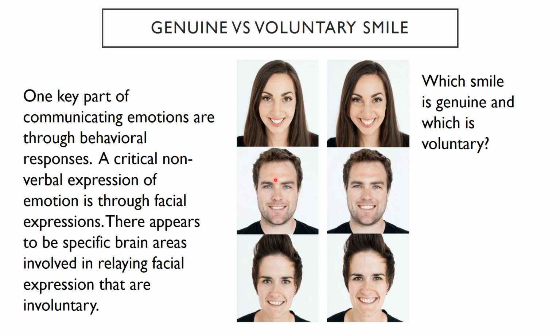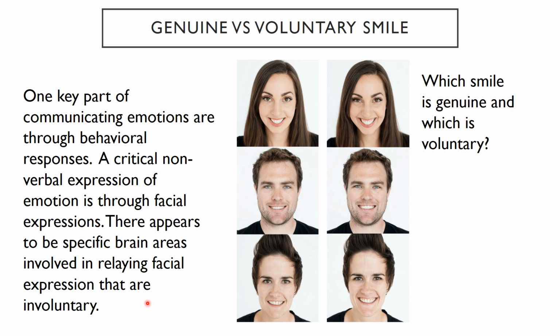Now, one key part of understanding emotions from the neurobehavioral perspective is looking at behavioral responses. It's one thing to inquire about one's feelings, and it gives us important information, but we can observe in great detail and even quantify the overall behavioral response by looking at someone's facial expression and the other behaviors they elicit. So a critical nonverbal expression of emotion is through facial expressions, and there appear to be specific brain areas involved in relaying facial expressions that are involuntary.